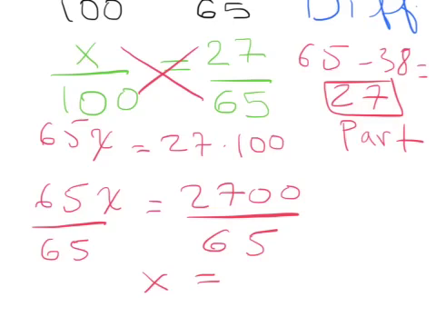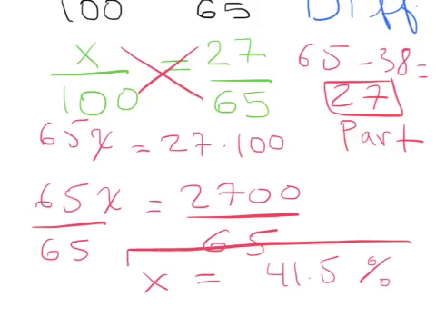Okay, so 2700 divided by 65 is how much? 41.5. Does your answer have a percent? Yes, because they're asking what is the percent of change. So that's why your answer has a percent.